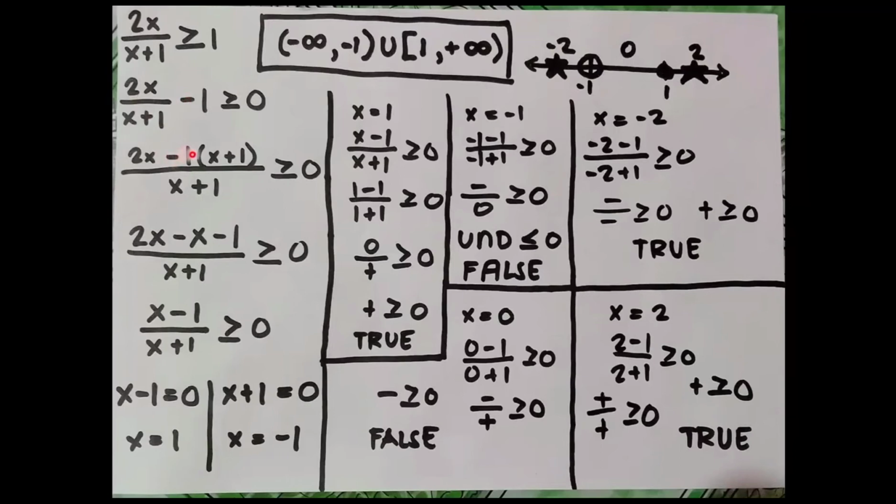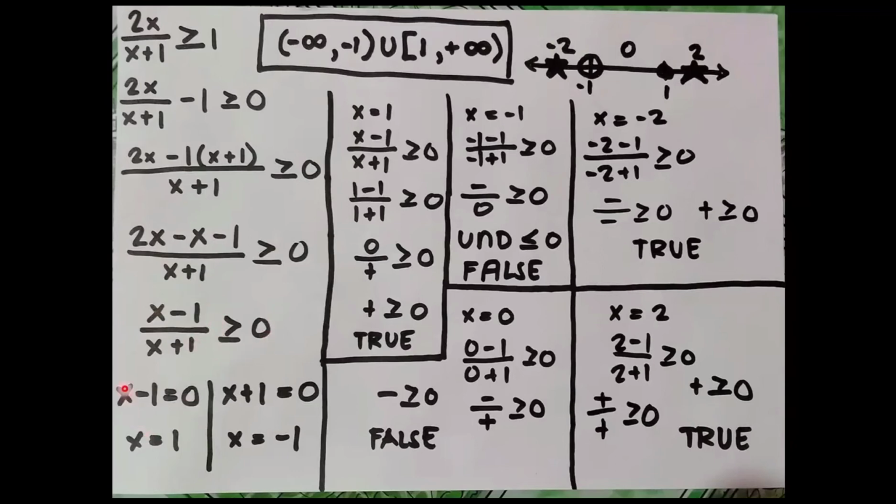So the negative 1, we will multiply it by x plus 1. So negative 1 times x equals negative x, and negative 1 times positive 1 equals negative 1. So the answer for this one is 2x minus x minus 1 over x plus 1. So 2x minus x minus 1 equals x minus 1 over x plus 1 is greater than or equal to 0.